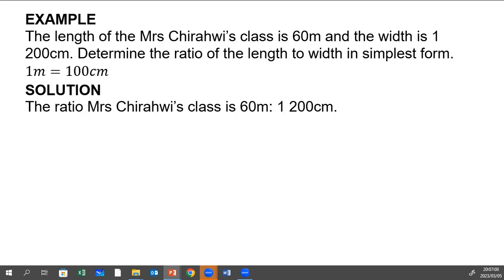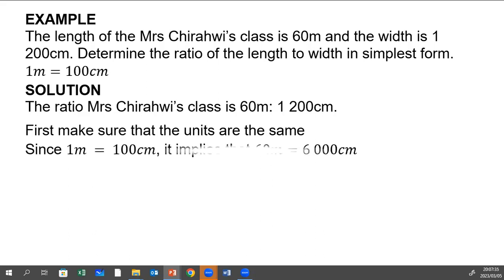So it's your choice whether you want to change centimeters to meters. If you want to change that 1,200 centimeters to meters, you will just divide it by 100. So you'll end up having 60 meters to 12 meters. Not 12 meters, 1.2 meters. Now, to avoid that, I will actually change the 60 meters to centimeters, which will be 6,000 centimeters. So this will be 6,000 centimeters to 1,200 centimeters.